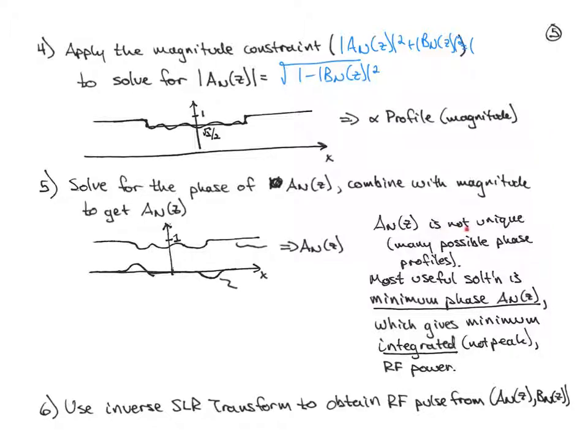So a sub n of z is not unique, and there are many possible phase profiles. That's a topic for another day. But the most useful solution is the minimum phase a sub n of z, which gives the minimum integrated, not peak, RF power. So this ends up being what you want to use for pulse design, since we usually want to minimize the total power of an RF pulse. Now, after this step, we have both the complex valued a sub n of z profile and the complex valued b sub n of z profile, and they're compatible with each other. So we can use the inverse SLR transform to obtain the RF pulse from these two fully specified polynomials.